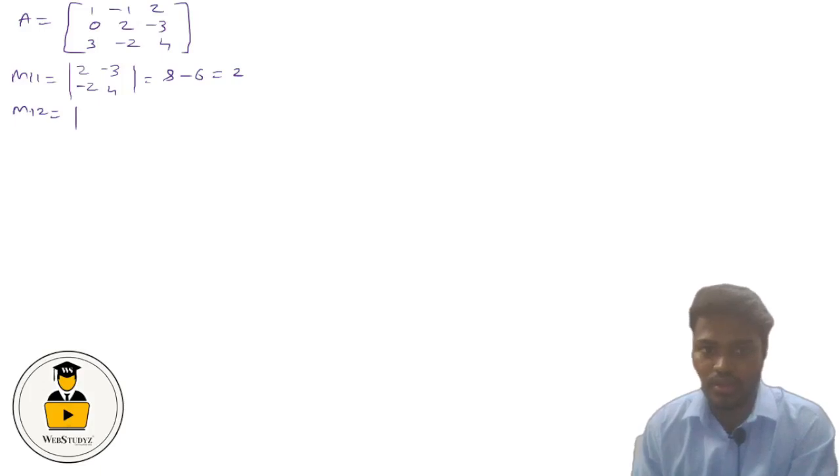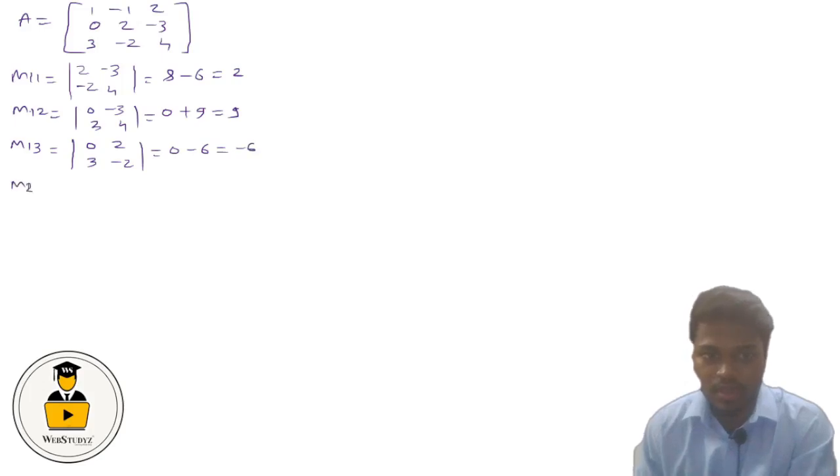M12 will be first row, second column. So this is 0, -3, 3, 4. So this will be 0 minus of minus 9. So it will be plus 9. Then M13 will be first row, third column. So this will be 0, 2, 3, -2. So this is 0 minus 6 which is minus 6.